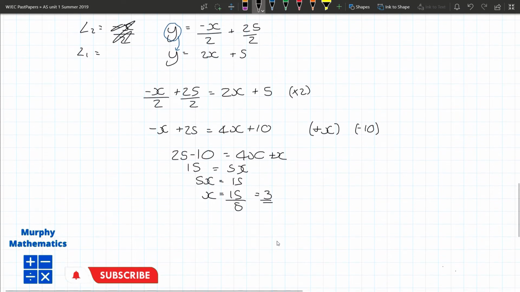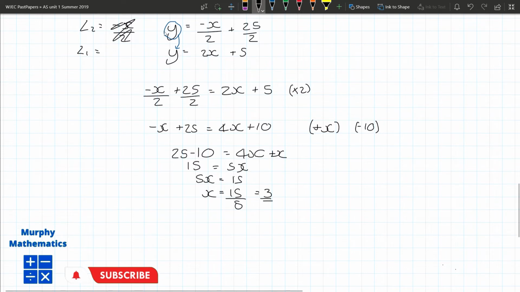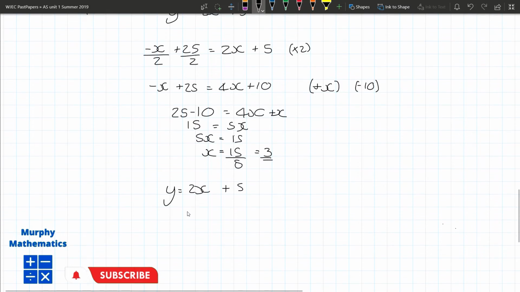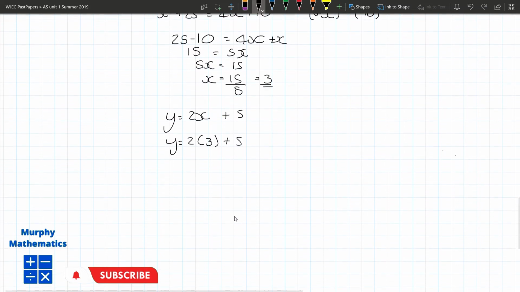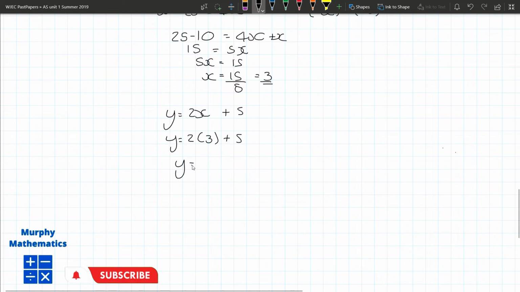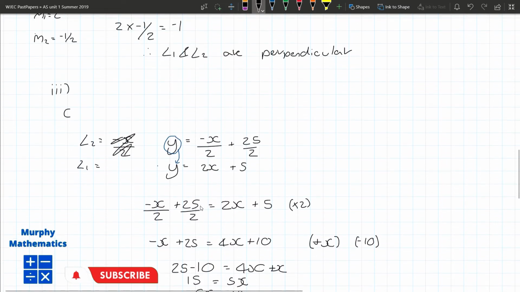Okay, so now we found our x term, we can use one of our L2 or L1 equations to find out the y term. So we have y equals 2x plus 5. So x equals 3, so we can have y equals 2 lots of 3 plus 5. So then y equals 6 plus 5, which is y equals 11. So my point C is 3, 11. Great.